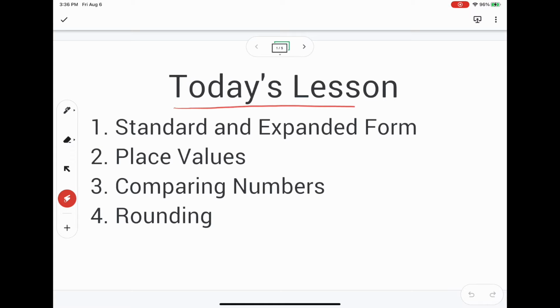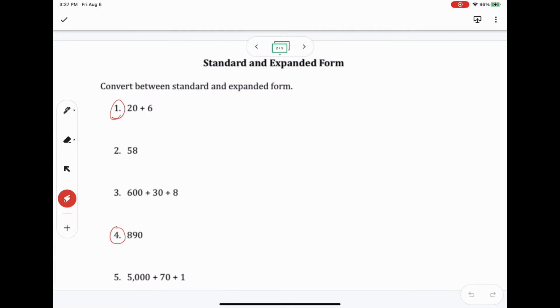Fifth graders, today we're going to go over standard and expanded form, place values, how to compare numbers, and how to round. So the first section we're going to go over is standard and expanded form. It says convert between standard and expanded form.